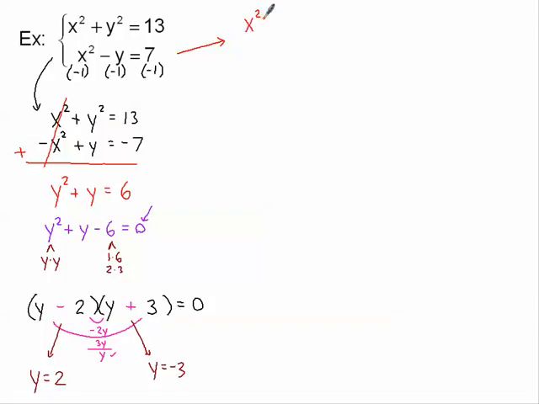So I've got my x squared minus y is equal to 7. Since I'm plugging 2 in for y, this becomes x squared minus 2 equals 7. So now I've got x squared equals, I'm going to add the 2 and make 9. This is another quadratic equation, but it's pretty simply solved by taking square roots.